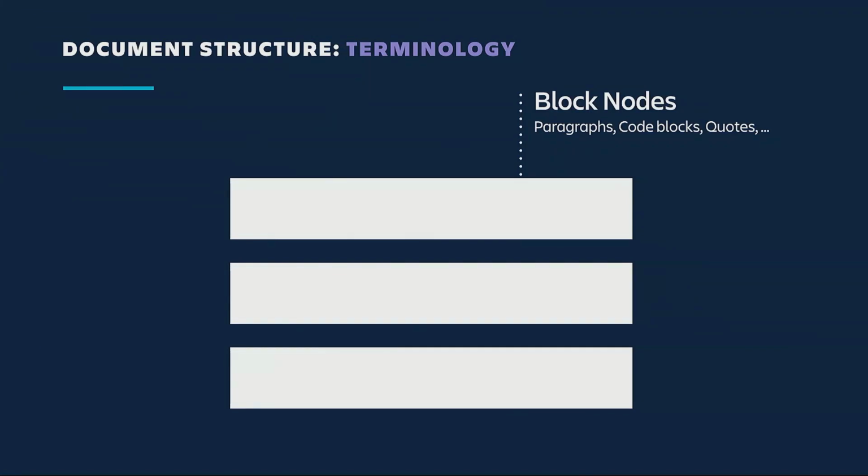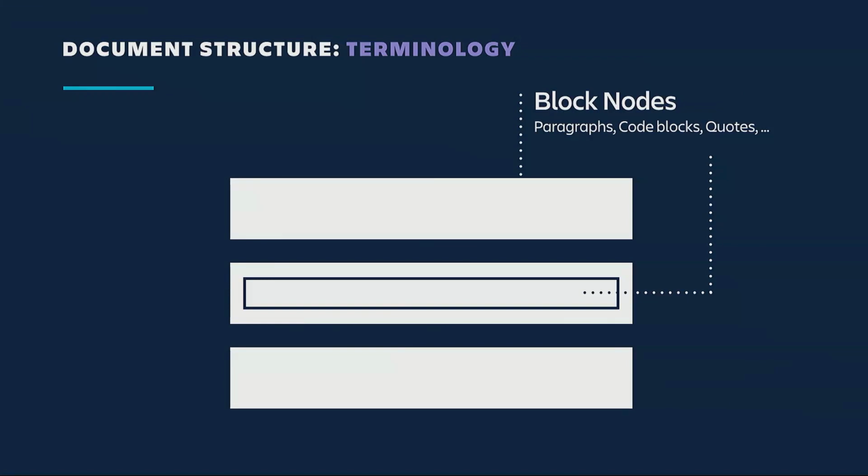The first type of node is a block node. And if you want to draw an analogy to browser technology and HTML, you can compare a block node to a div in HTML. It's an element that is full width, flows vertically along your document. Typical examples of block nodes are paragraphs, code blocks, quoted text, or other paragraphs. And block nodes, in some cases, can actually contain other block nodes. A typical example here would be something like a panel that contains a list of paragraphs itself.